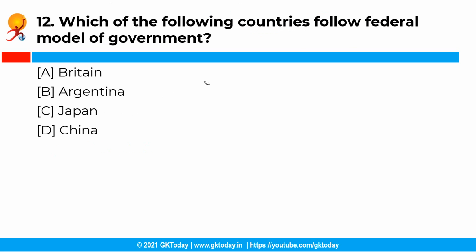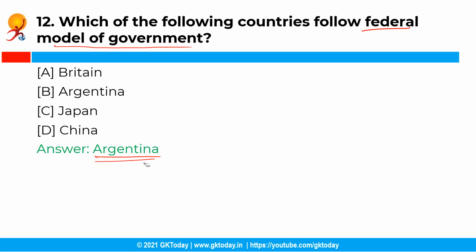Now the next question is, which of the following countries follow federal model of government? You have the following options and the correct answer is option B, that is Argentina. Now Argentina follows a federal model of government, and a federal government is one in which powers are divided between the national and the regional governments by the constitution, and both operate in their respective jurisdictions independently.